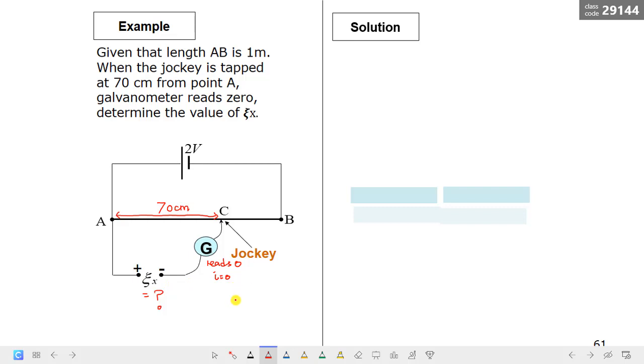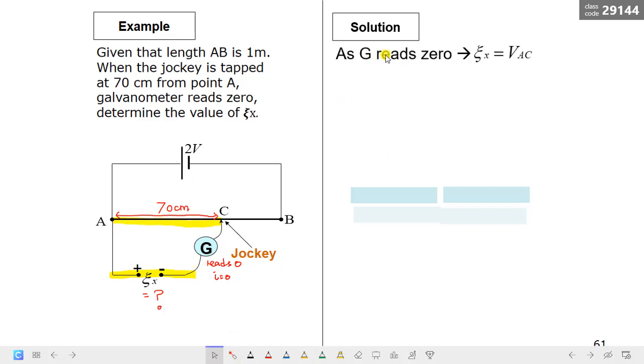Recall apa yang kita discuss pada awal chapter. To have current flow, there must be a potential difference. So kalau galvanometer read 0, maksudnya point AC potential atas ni dengan sebelah bawah mesti sama. So the potential here and the potential here will be the same.